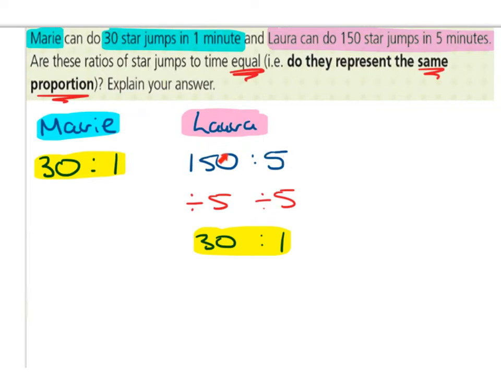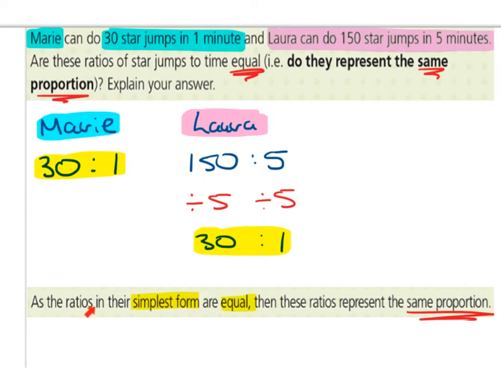So what can we divide in both sides? We can divide both sides by 5. 150 divided by 5 is 30, and 5 divided by 5 is 1. So what you do to the left, you do to the right. What you do to the right, you do to the left. So they actually turn out to have the same ratio.